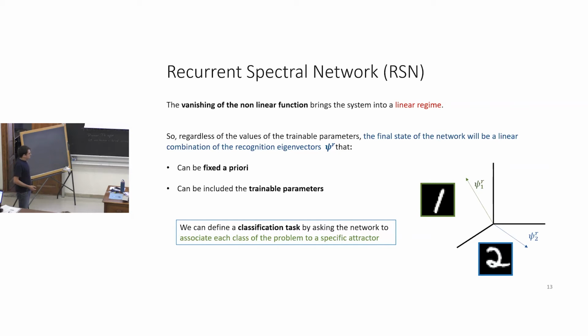As I said before, regardless of the values of the trainable parameters, after enough iterations the state of the network will be a linear combination of the recognition eigenvectors phi_R. And we have two possibilities. The first is to fix these eigenvectors a priori, or we can include these eigenvectors in the trainable parameters, so that the network learns the best vectors to be used as attractors. And now we can define a classification task by asking the network to associate a specific attractor to each class of the classification problem.